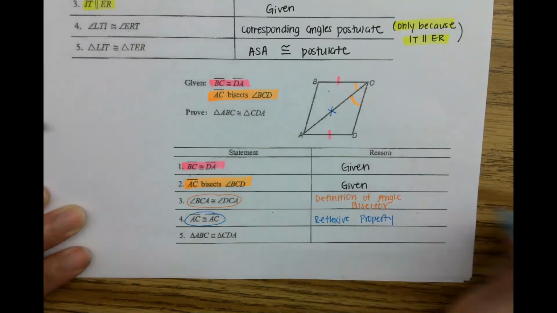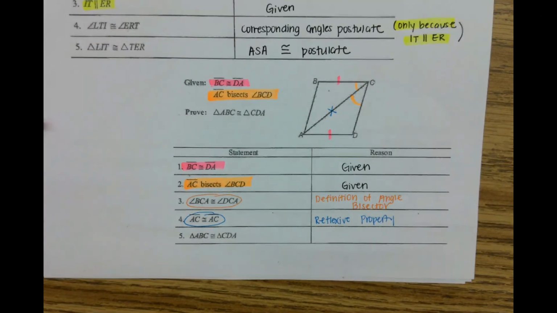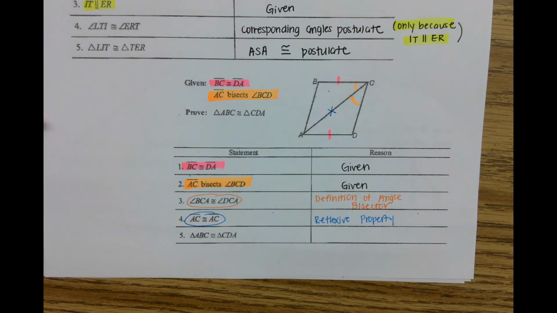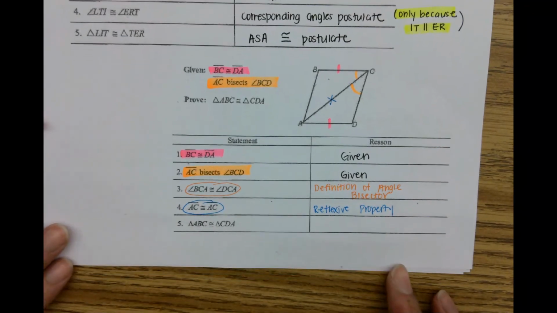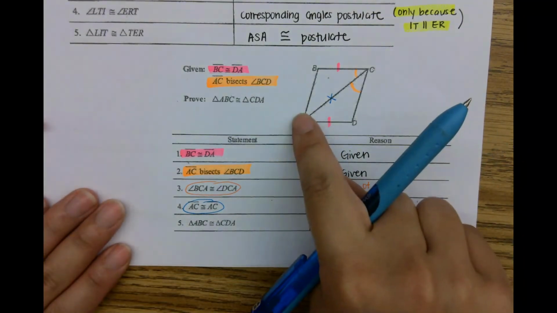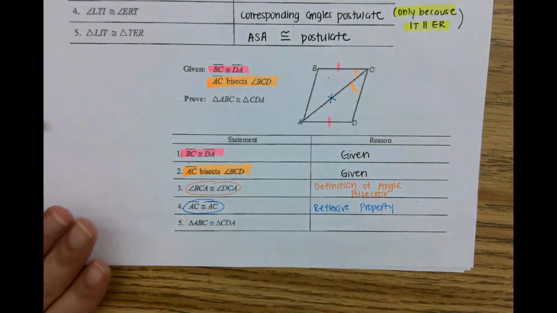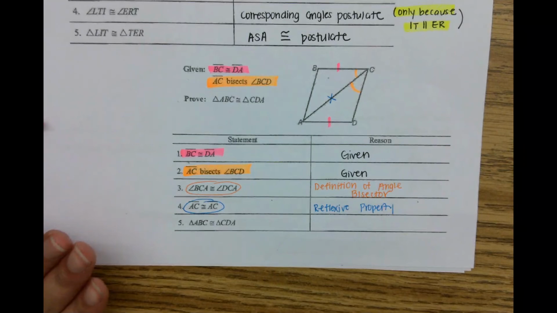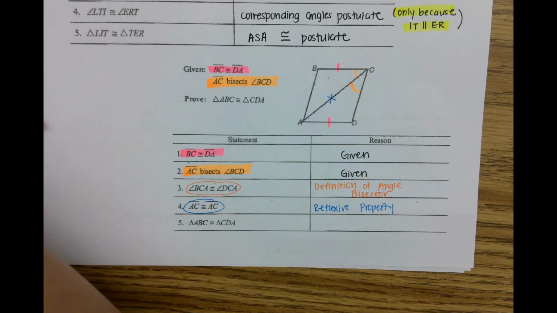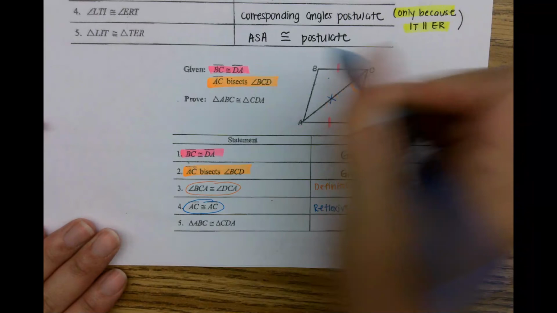And now I have the requirements for my postulates or theorems to prove that these triangles are congruent. So here, triangle ABC, this top one, is congruent to triangle CDA because of the side angle side postulate. Side angle side.